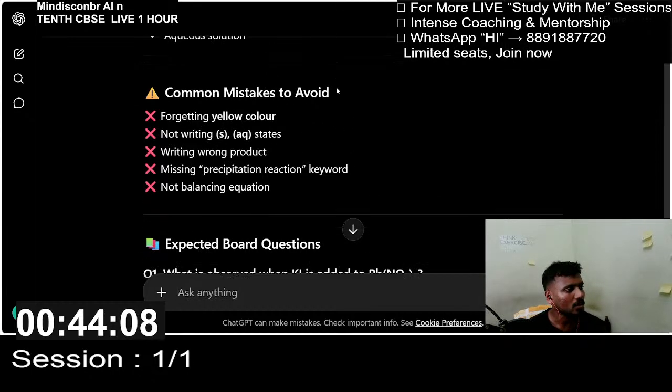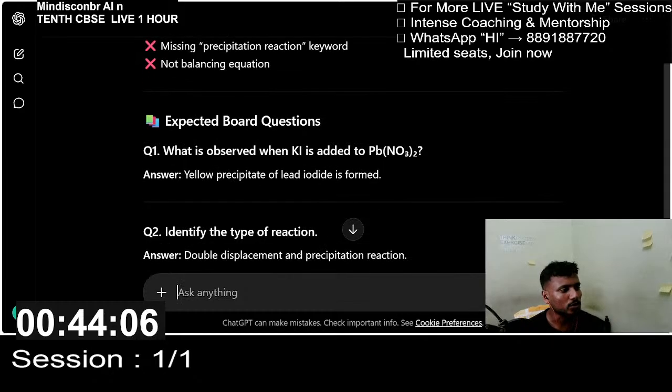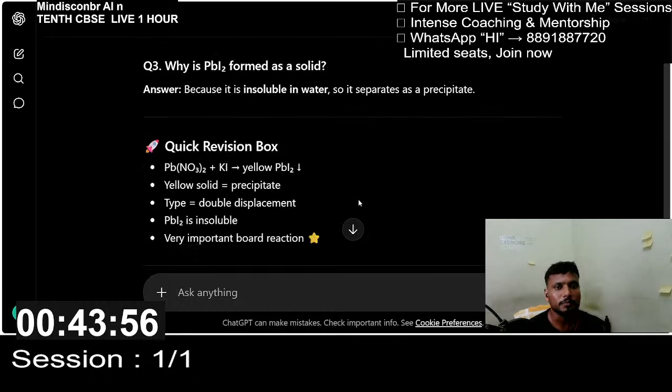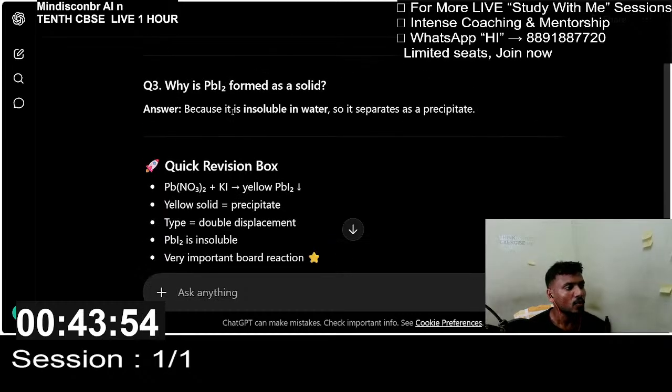Then expected board questions. What is observed when KI is added to Pb(NO3)2? Yellow precipitate of lead iodide is formed. Identify the type of reaction: double displacement and precipitation reaction. Why is PbI2 formed as a solid? Because it is not soluble in water. Hence, it is called a precipitate.